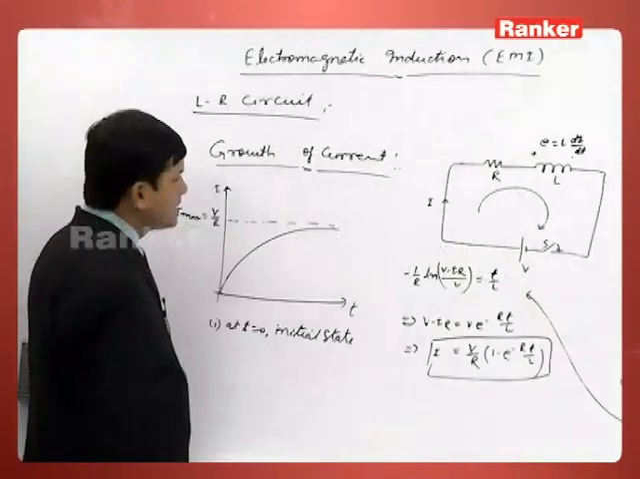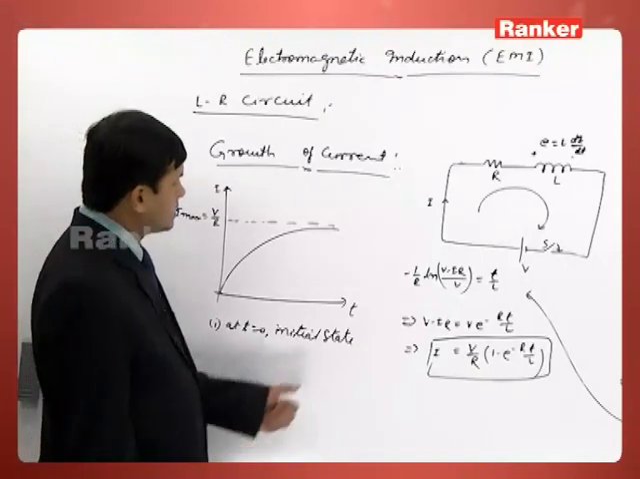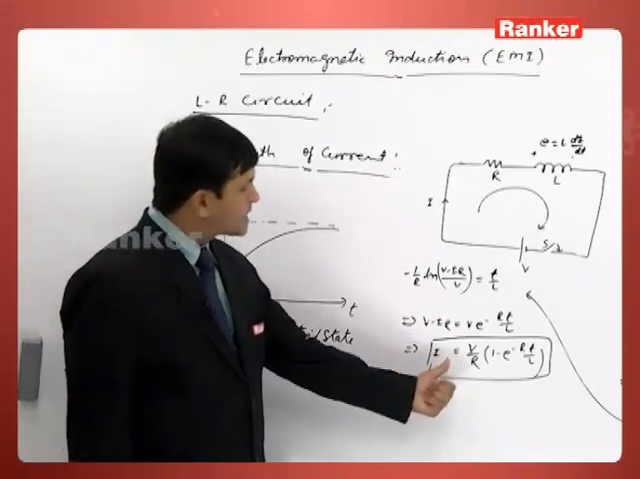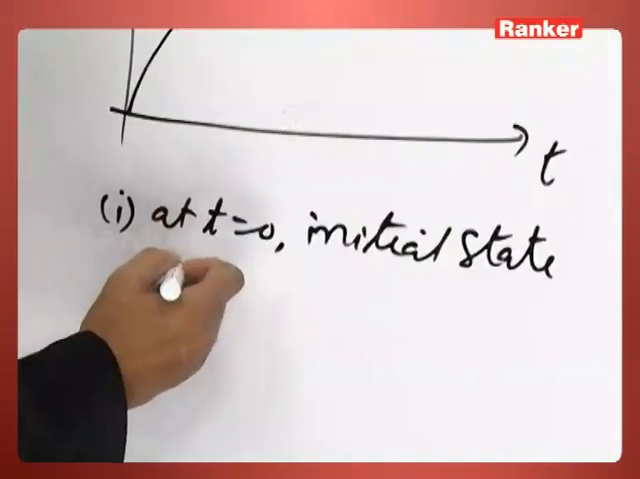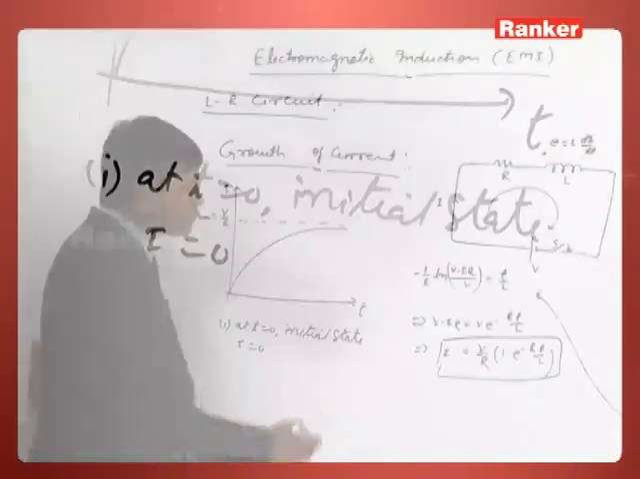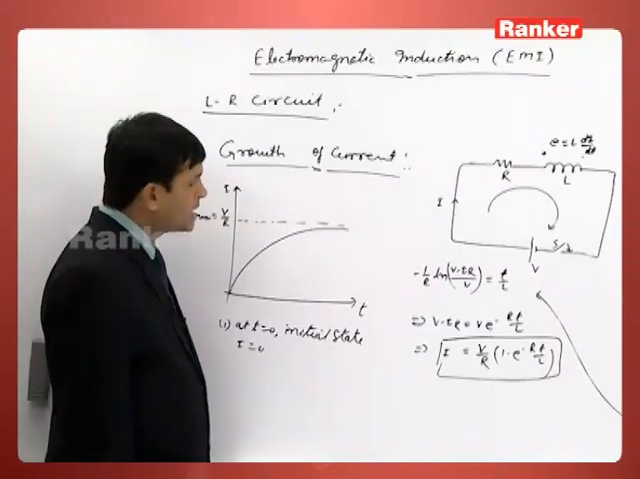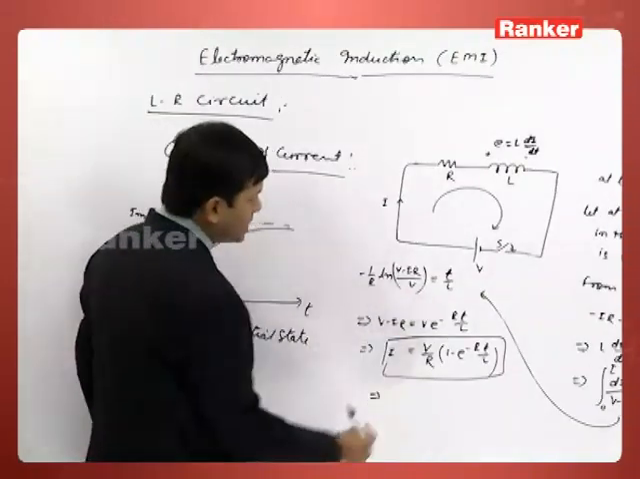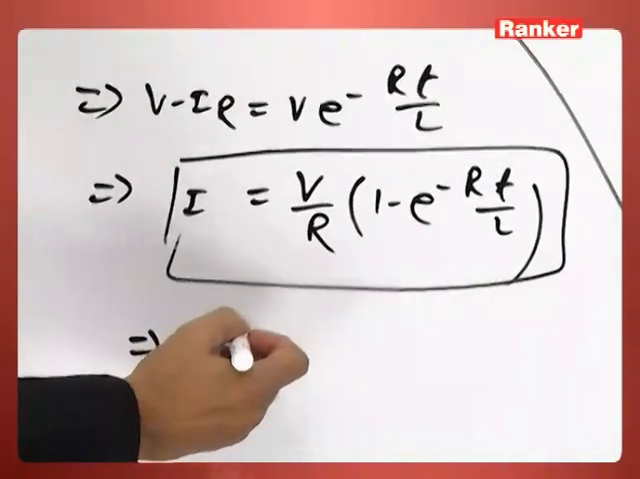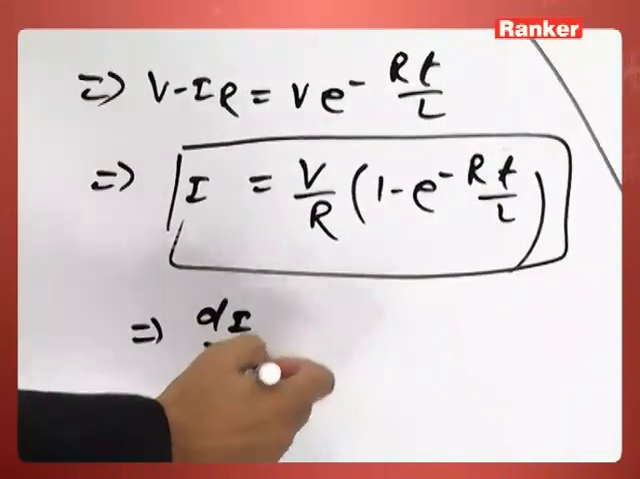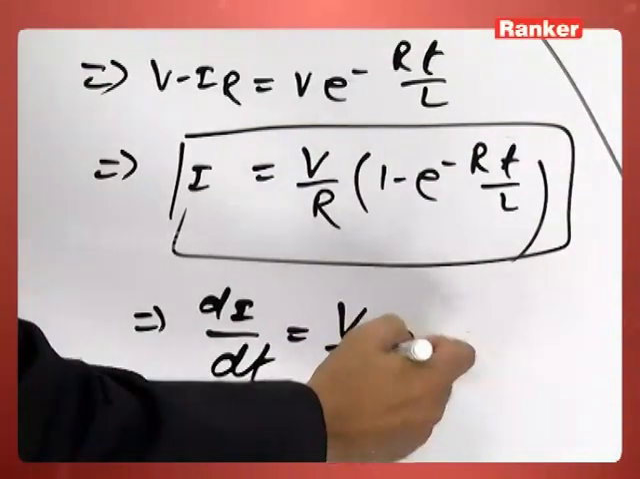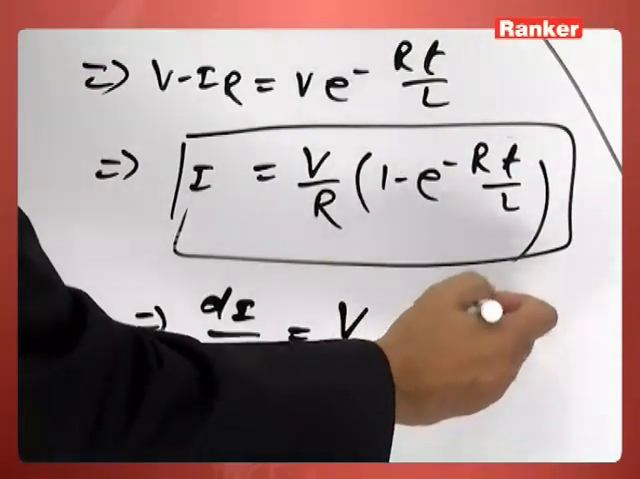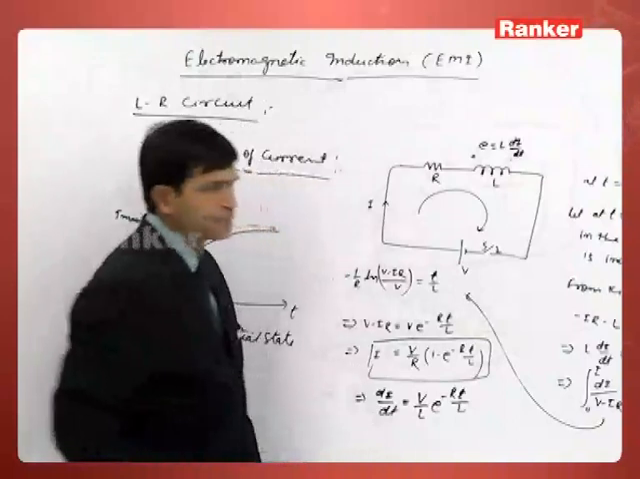We can say the initial state. See, at t is equal to 0, what we are looking at here, I is equal to 0. Now from here, di by dt can be written as V by L e to the power minus RT by L.